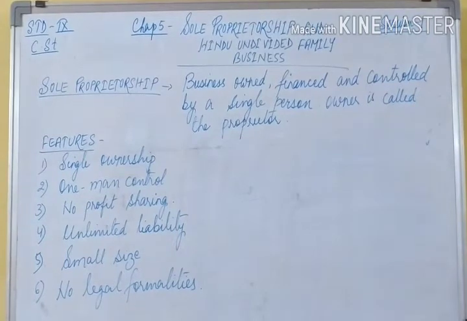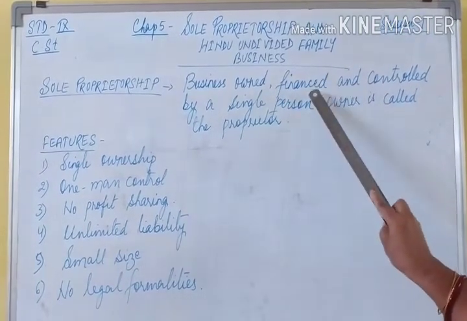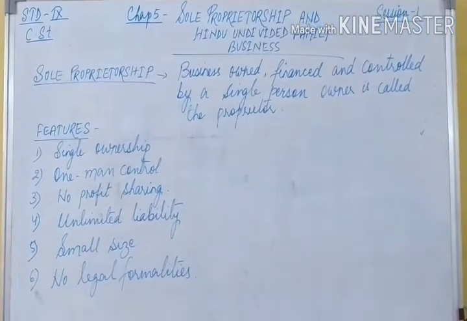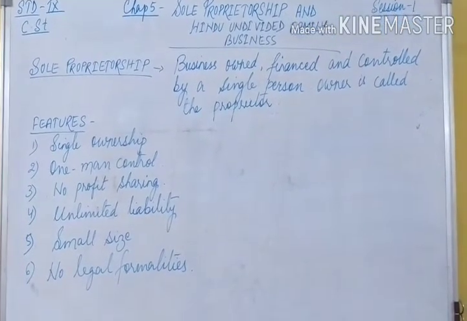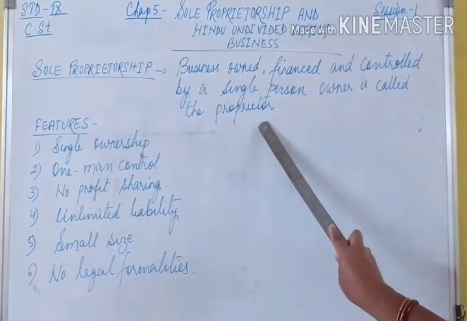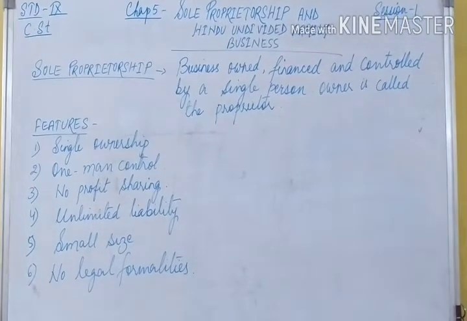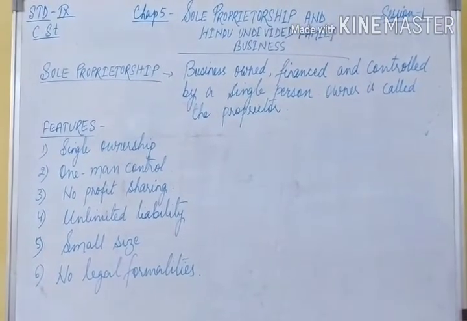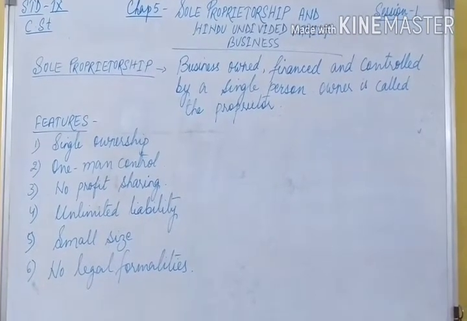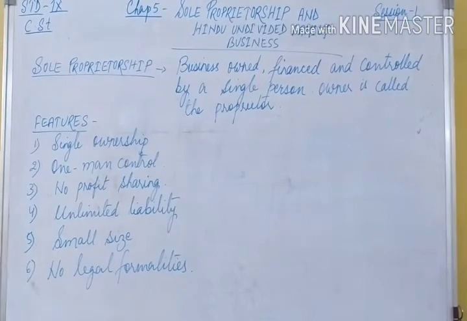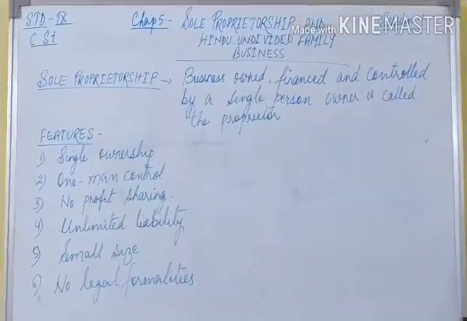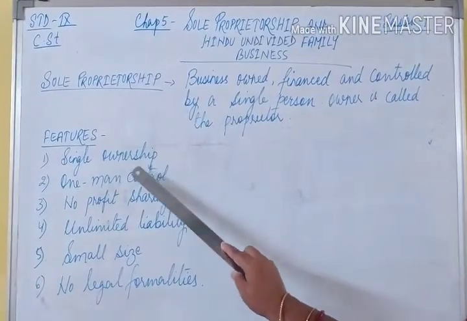The business which is owned, financed and controlled by a single person is called sole proprietorship. The owner of this kind of business is called a proprietor. So this much only you need to know. That means a business which is run and controlled by a single person is called sole proprietorship, and the person who is engaged in this type of business is known as proprietor. Next I move on to the features of sole proprietorship.